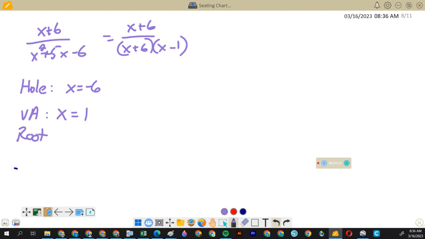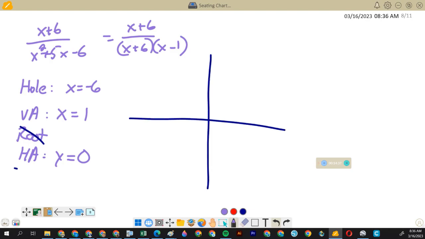When I look for roots, I get none. When I look for HAs, I get y equals 0. The bottom is stronger than the top, so the HA is 0. Everybody good with that? So at negative 6, I have, oh no, I did that wrong. I'm sorry. My VA is at 1.